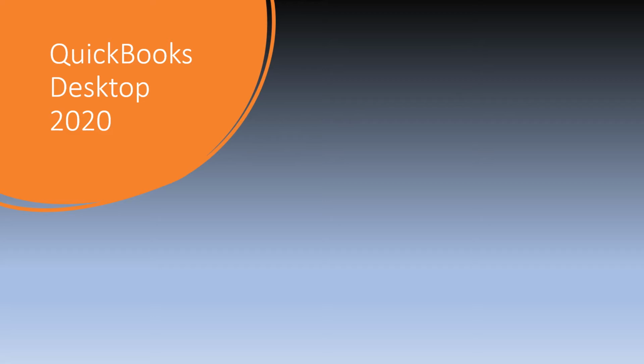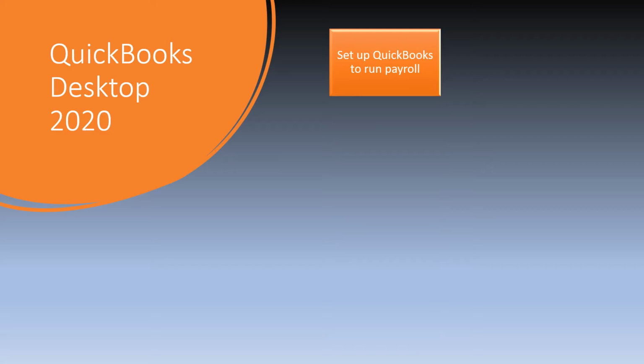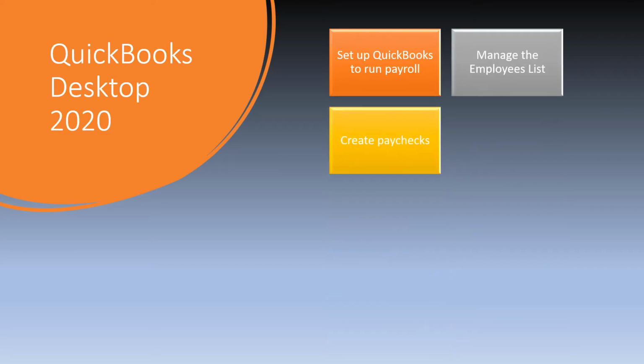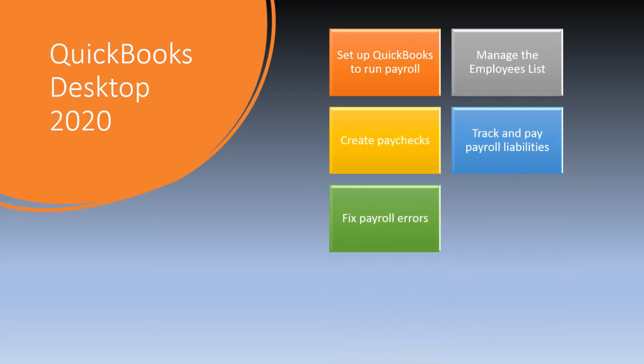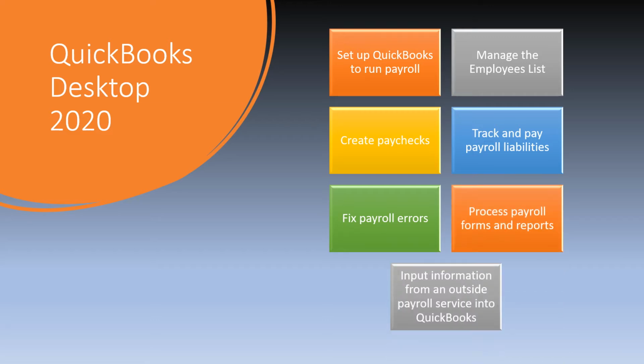Then you will examine how QuickBooks deals with payroll by creating paychecks, tracking payroll liabilities, and processing payroll forms by using a sample company file that includes a free payroll subscription. Finally, you will account for payroll completed by an outside payroll service. By the end of this chapter, you will be able to set up QuickBooks to run payroll, manage the employees list, create paychecks, track and pay payroll liabilities, fix payroll errors, process payroll forms and reports, and input information from an outside payroll service into QuickBooks.